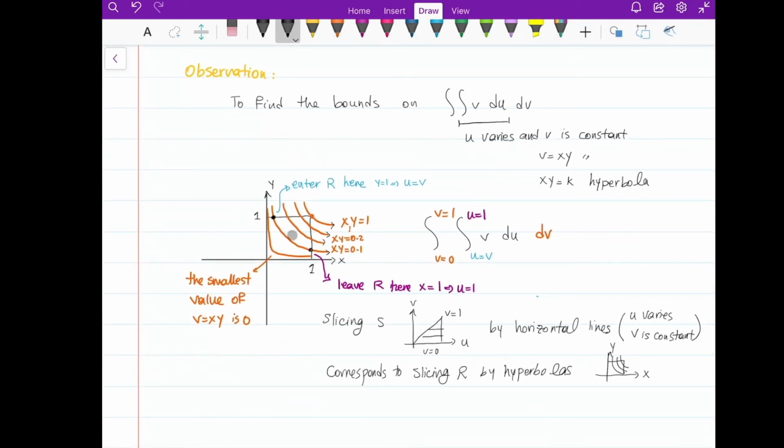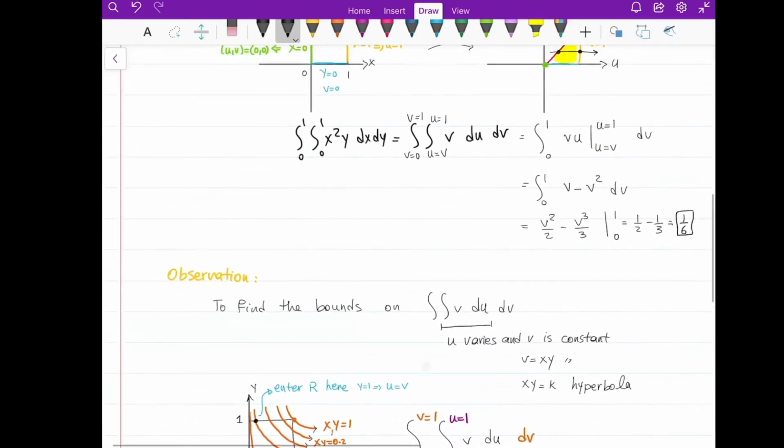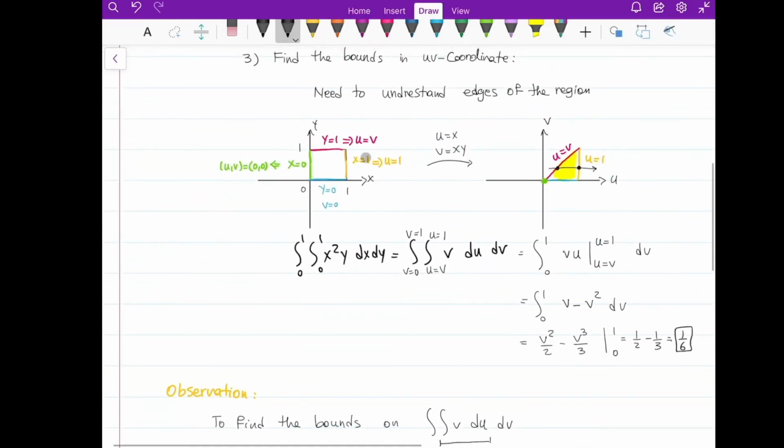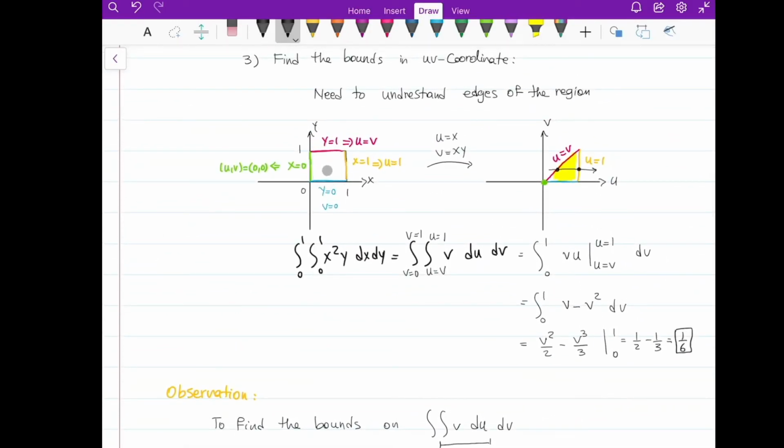You can set up the bounds by considering exactly your transformation, or instead of doing this in here, you can basically transform the edges of your region into the UV plane and set up the bounds in the region in the UV plane.